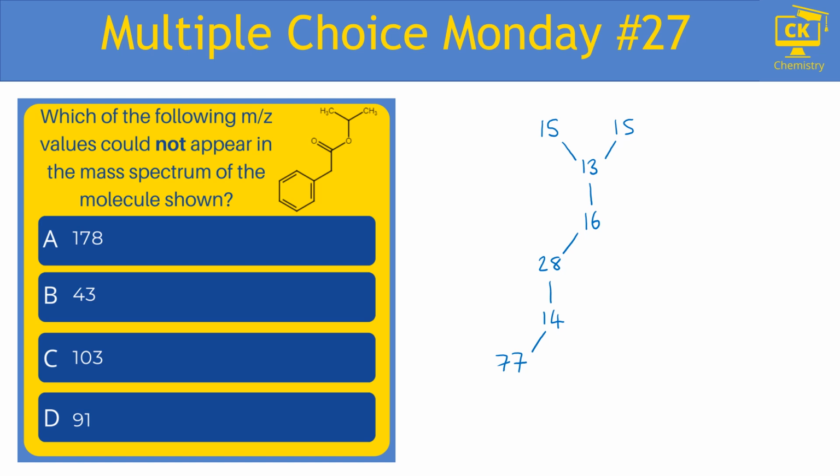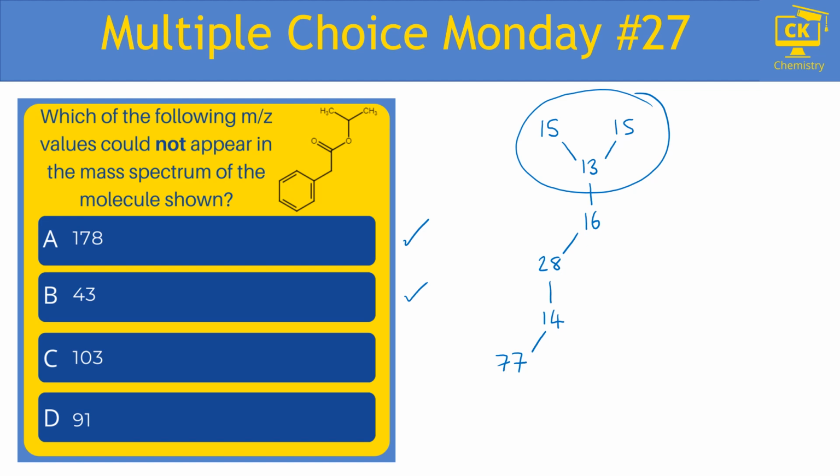77. So straight away I can work from the outside in. I can add all of that up and find that it equals 78, so I know that's in there. For 43, I'm going to look at the far end of the molecule, not the benzene ring, because 43 is a low mass. And actually, if I work out 15 plus 15 is 30, plus 13, that is 43. So that is present.